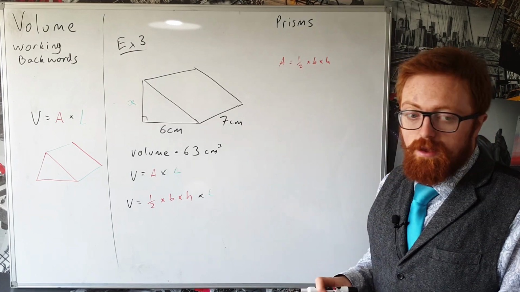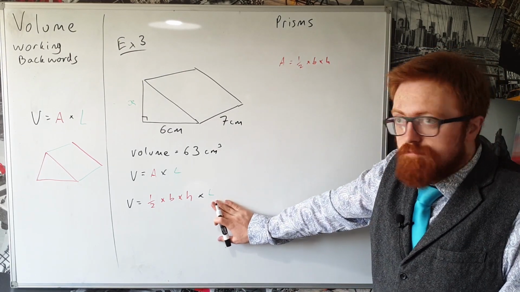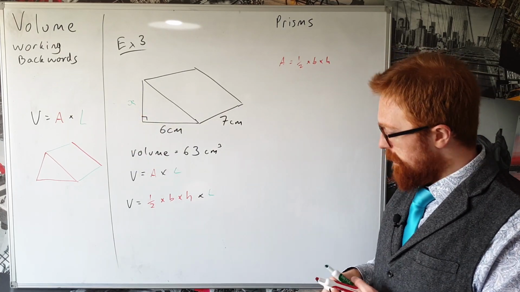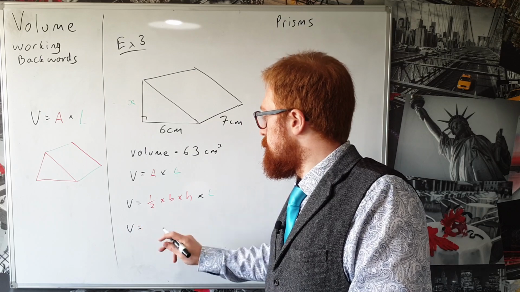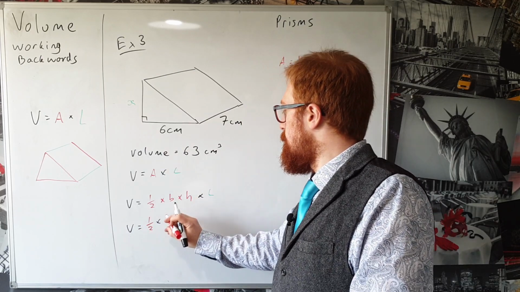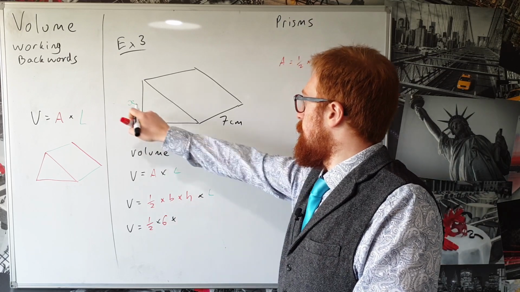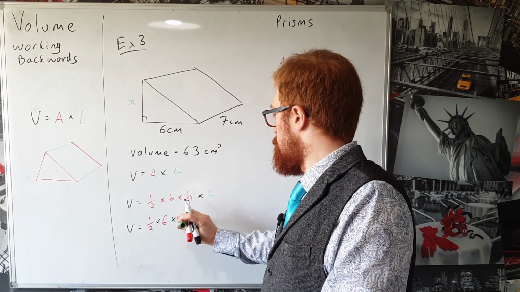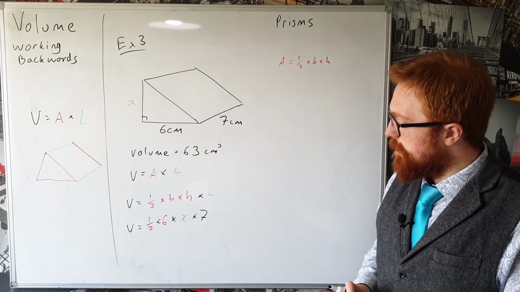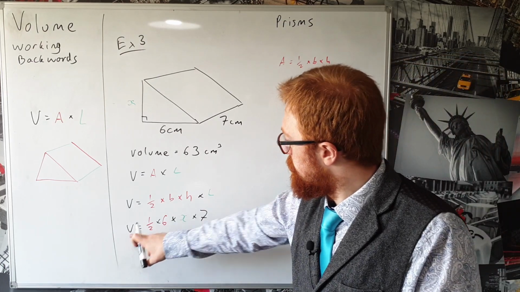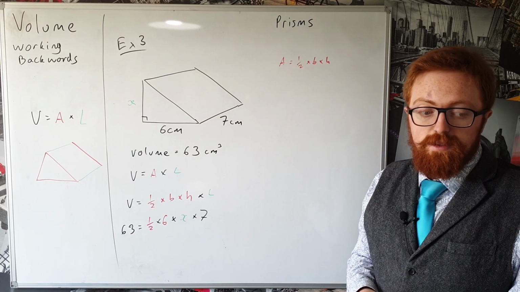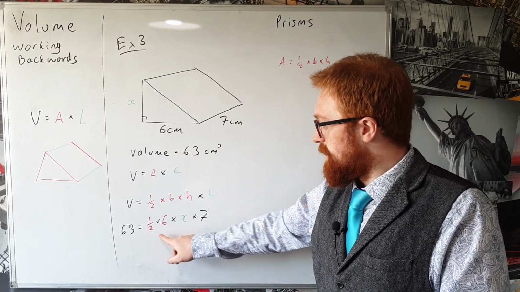And now what we can do is we can substitute everything into this big super formula and then solve to get what x is. So we get the volume is equal to, well, the half stays as a half, and the base is 6, and the height is x, and the length in this case is 7. And the volume, sorry, the answer they got was 63. So let's substitute that in as well. So now we can tidy this up.